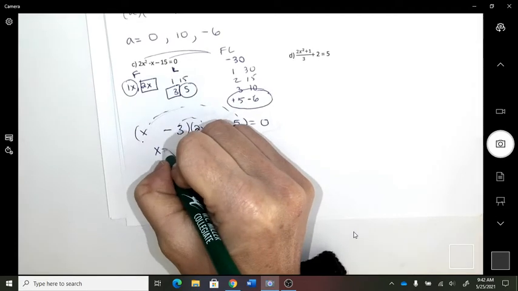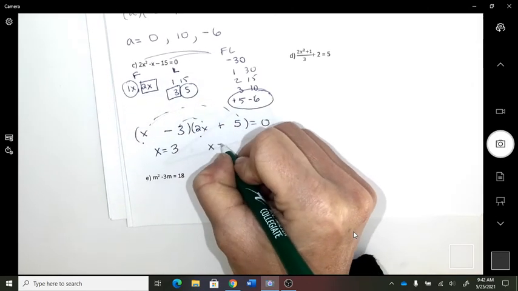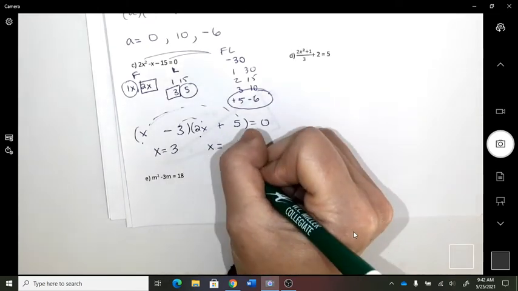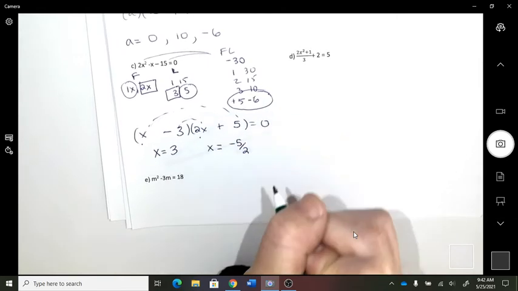So the first bracket, x equals 3. And do you remember how to do the complex one? -5 over 2.